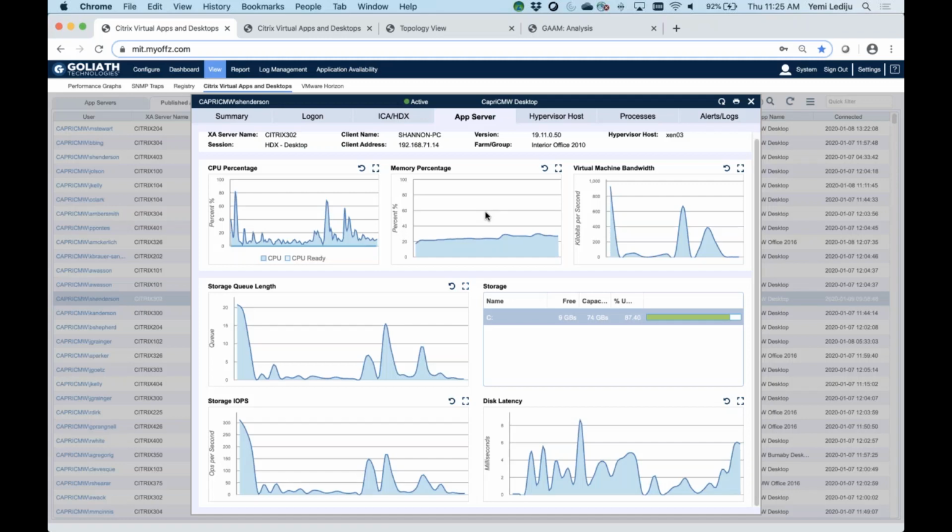So with that, I have a question for you, George. In your experience, do you see issues like this where there are multiple different issues that are contributing to logon times in any particular environment?